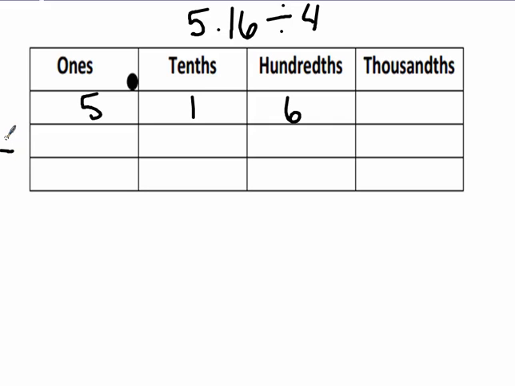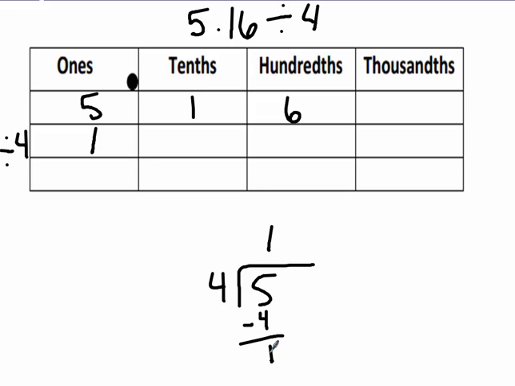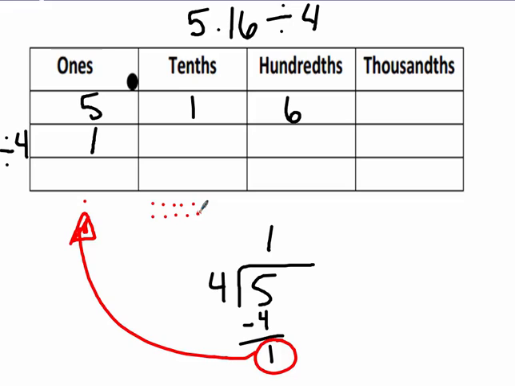Well, I'm going to try to divide each one by 4. 5 divided by 4 is 1. And I'm going to have this 1 remainder left over. So this 1 remainder was from my ones place value. So I'm going to take that 1 and make it 10 tenths. I am exchanging. So now I have 11 tenths.